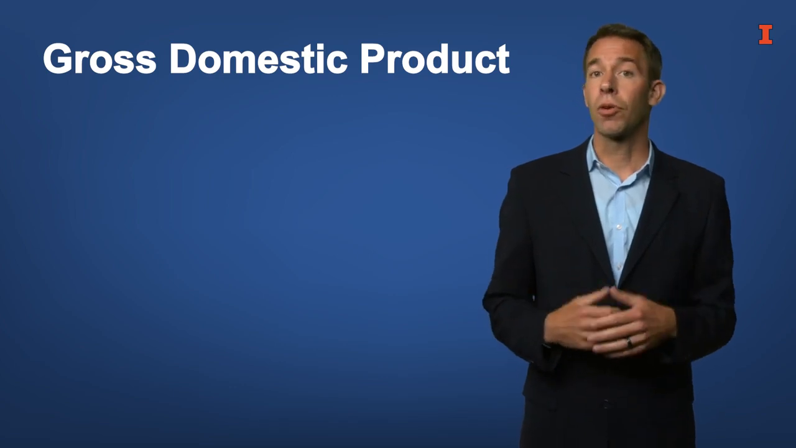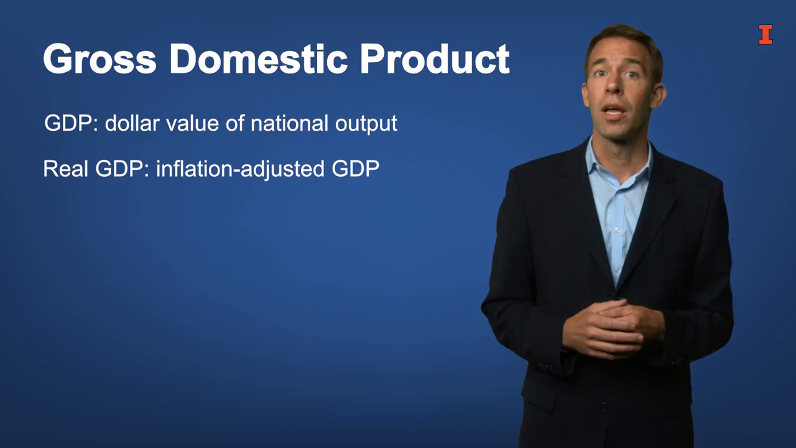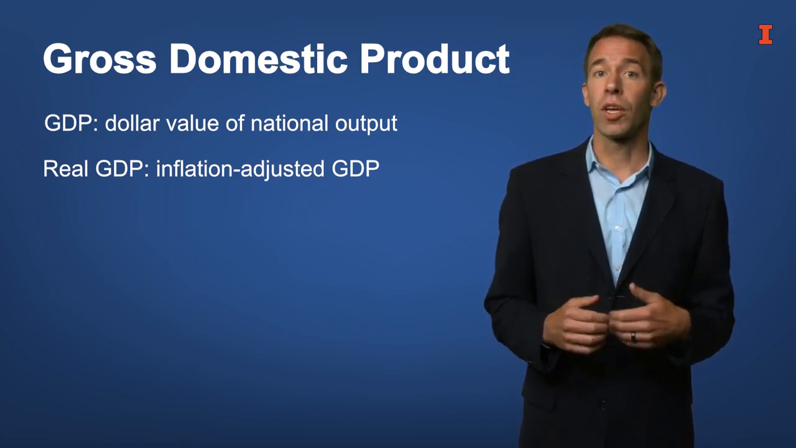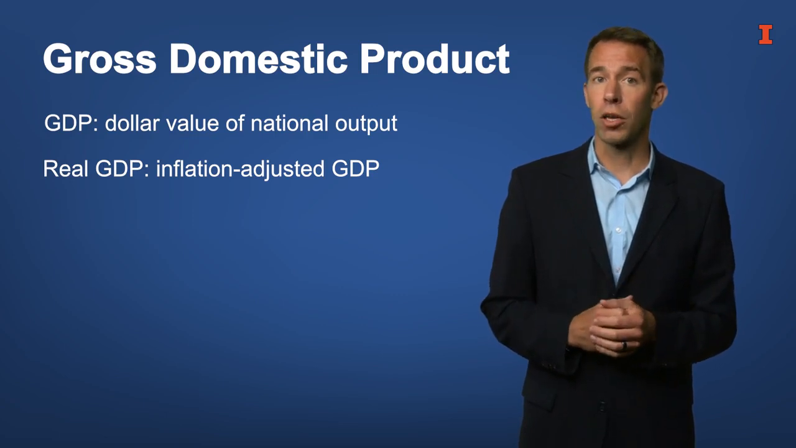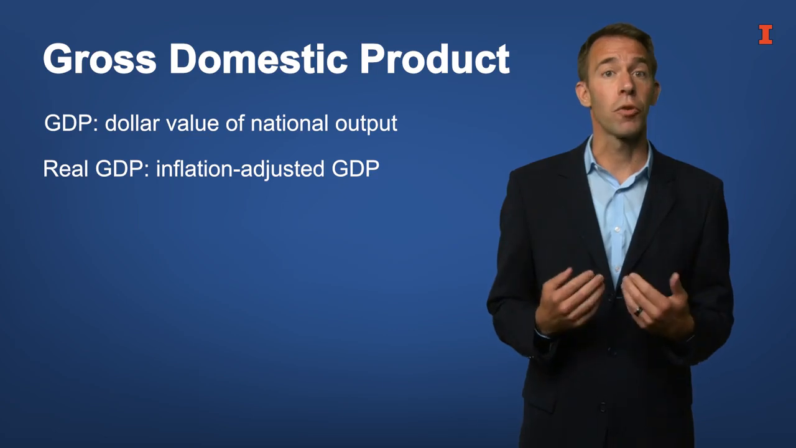Now, let's turn to our measure of economic growth, gross domestic product. GDP is the total dollar value of all goods and services produced by an economy. Real GDP adjusts this measure for inflation. Real GDP in the US has been growing over time. However, during recession, it falls. This means the economy contracts.